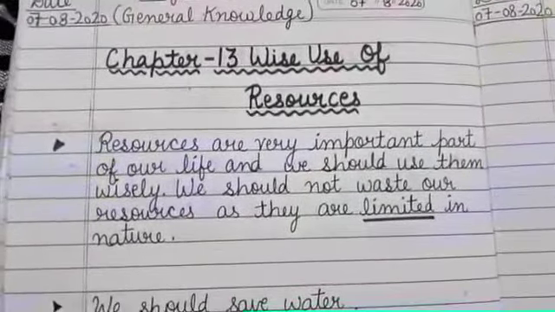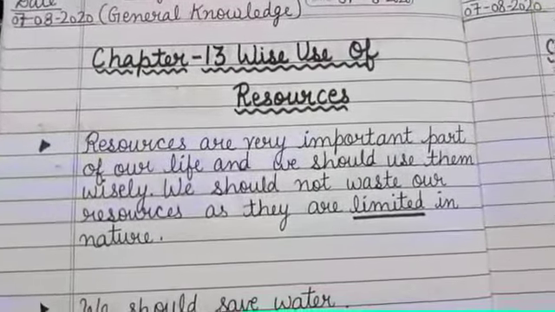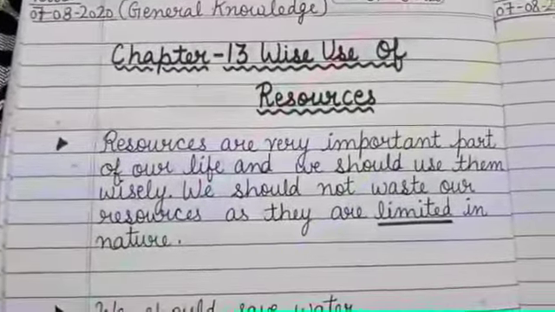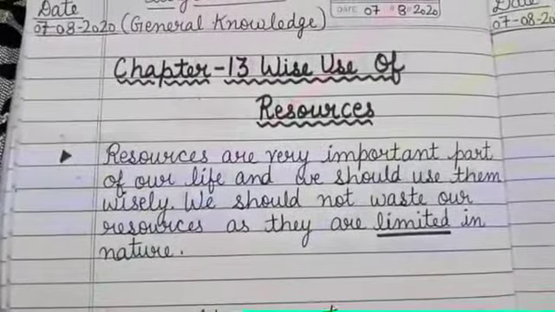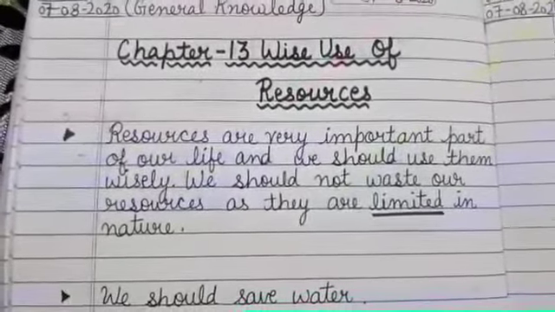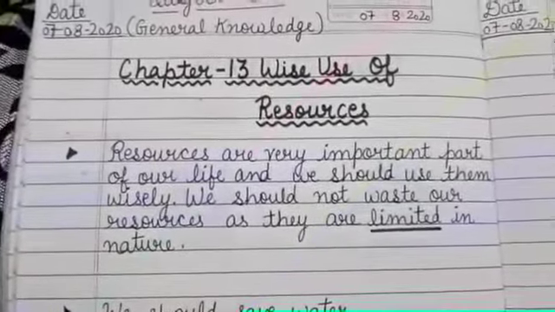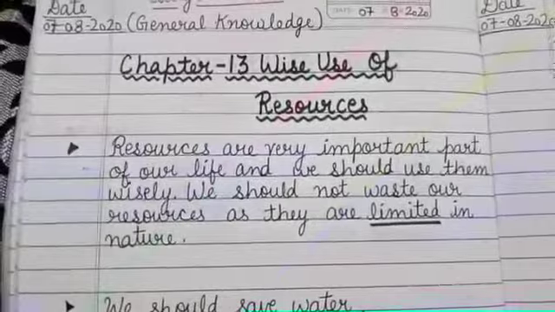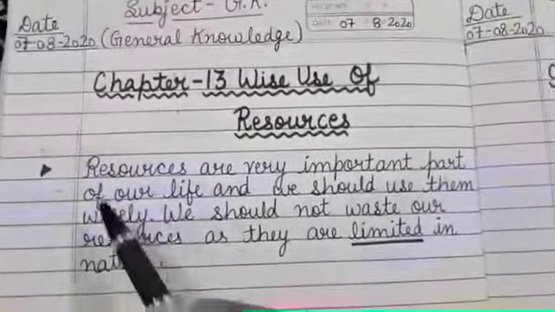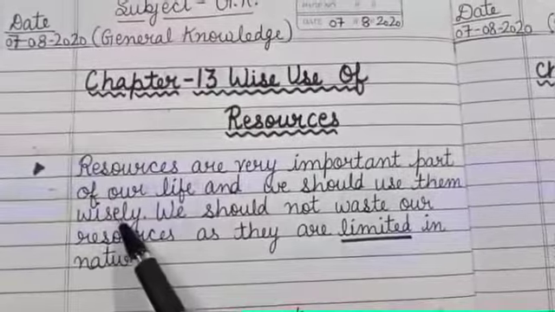So, students, resources are the sources of supply that are available for somebody to use. So basically, they are the sources of supply that are available for somebody to use. Resources are a very important part of our life, and we should use them wisely.